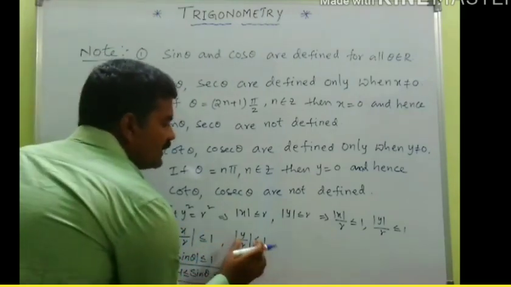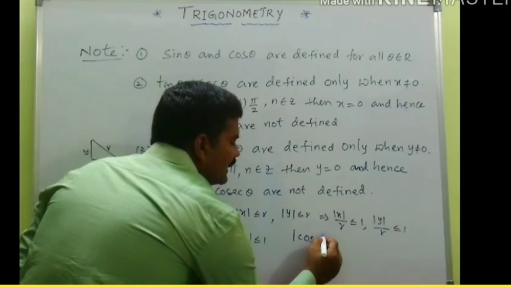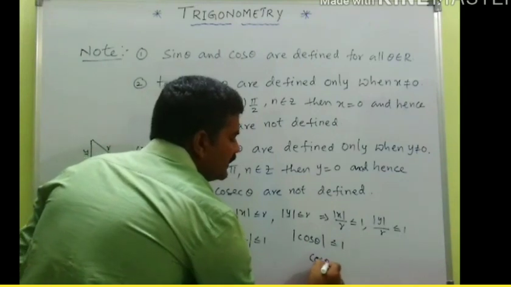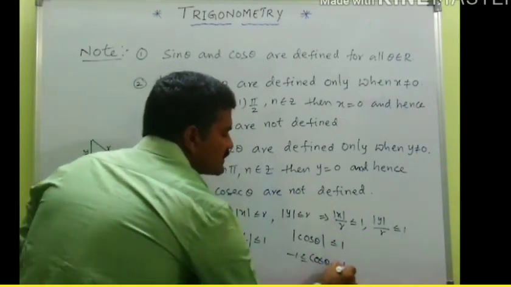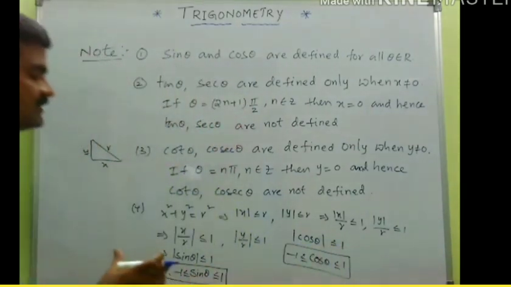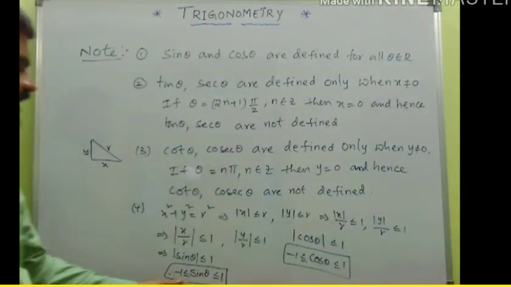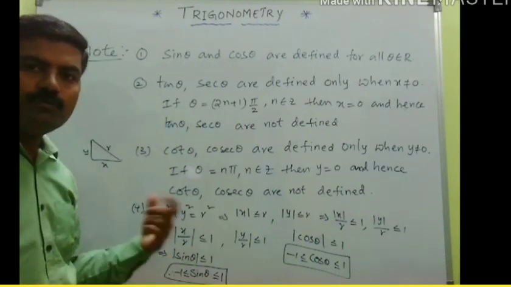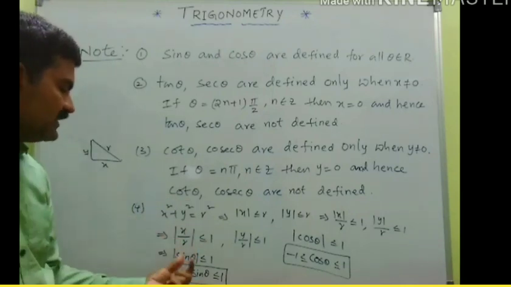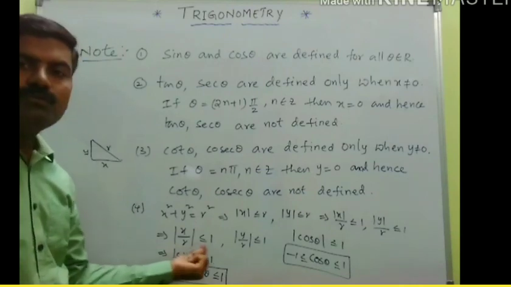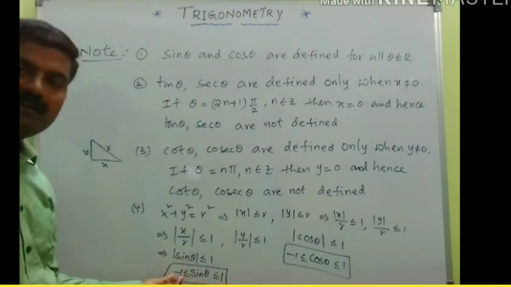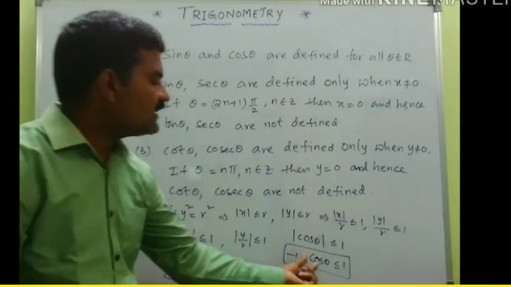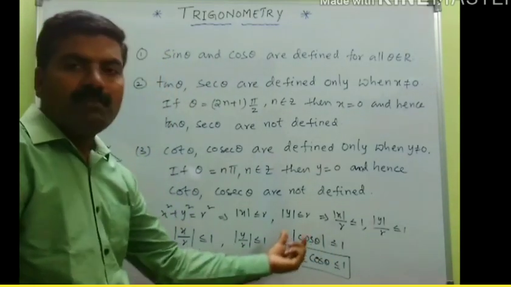And similarly, modulus of y by r, I can write it as cos theta, is less than or equal to 1. When you remove this modulus, we need to take plus or minus, which is -1 to 1. So this is the range of sin theta and cos theta. For any value of theta, if you find the value of sin theta, then the answer lies between -1 to 1, including them. It can be -1 or 1, or a value in between. Similarly, cos theta also lies between -1 to 1.